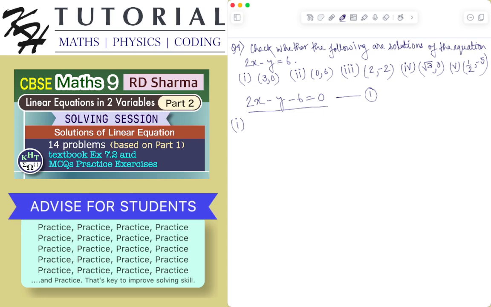So for the first one, let's see 2 into 3 minus 0 minus 6, this is the LHS. We have to check whether the LHS comes to be 0 or not. This is equal to 6 minus 6, which is 0. So therefore, the ordered pair 3, comma 0 is a root. I am giving a right sign, meaning that it is a root.